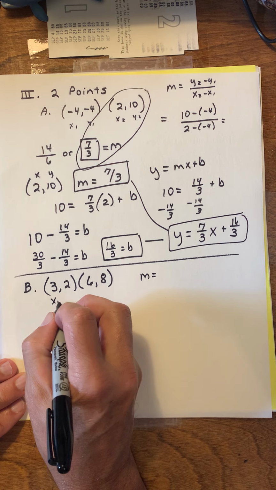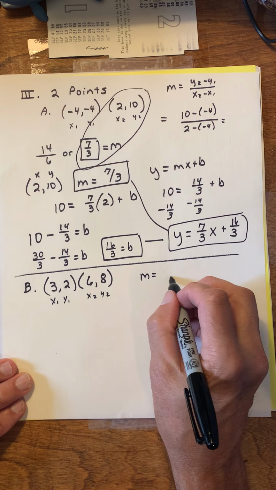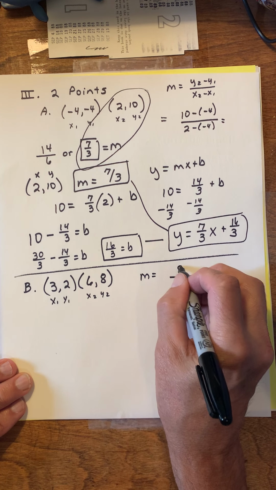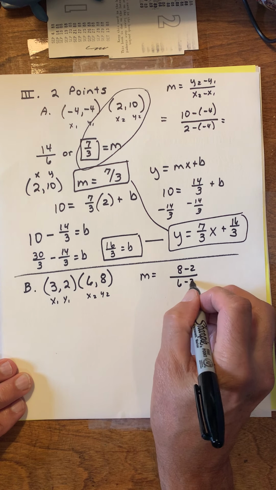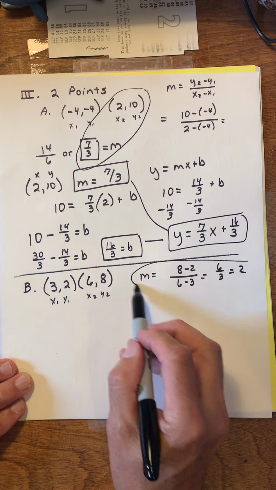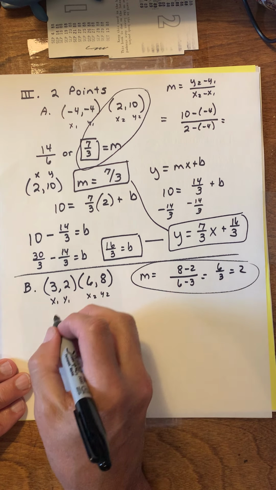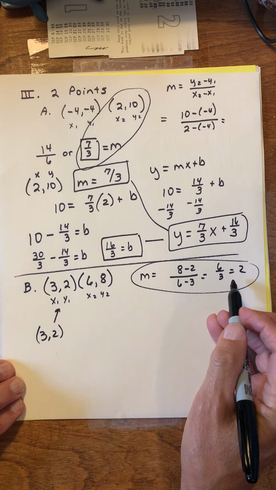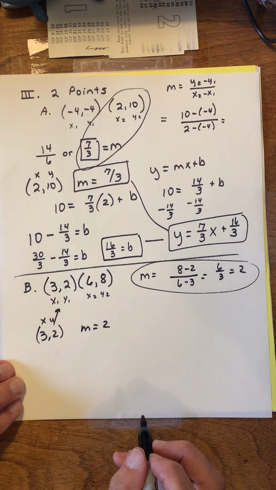So I'm going to call one of them x1, y1, one of them x2, y2, and find the slope. So y2 minus y1, 8 minus 2. x2 minus x1, 6 minus 3. 6 over 3 is 2. Remember, we found the slope of 2 for that first example. So I got 2 points. Pick one of them. I'm going to pick this one right here. So I'm going to pick the point 3, 2. I've got a slope of 2. This is my x. This is my y.